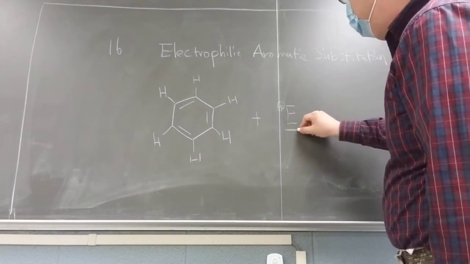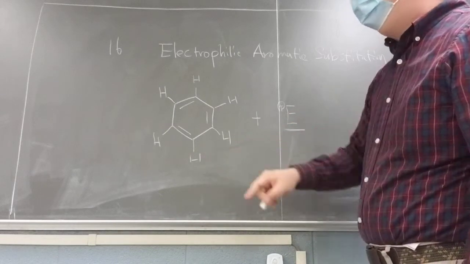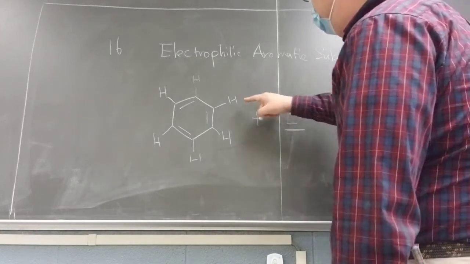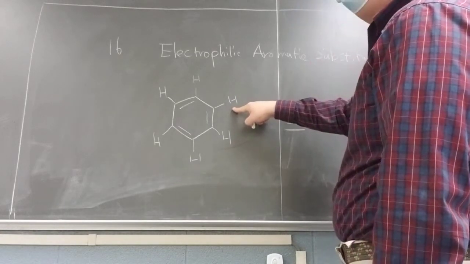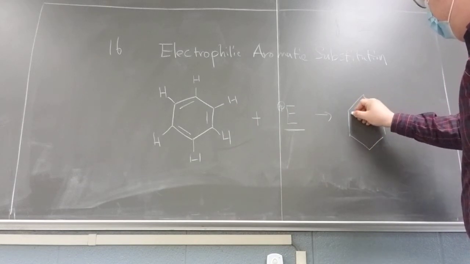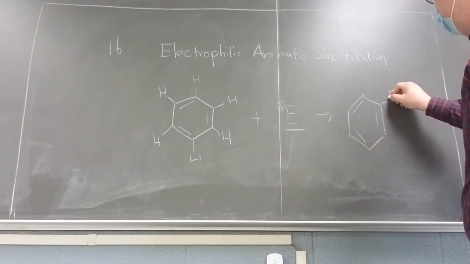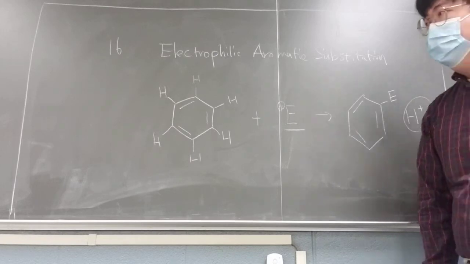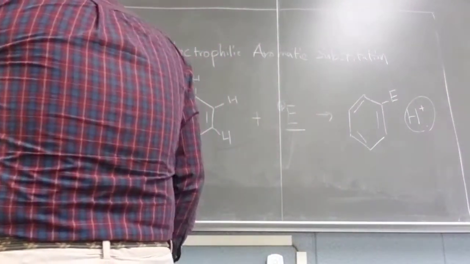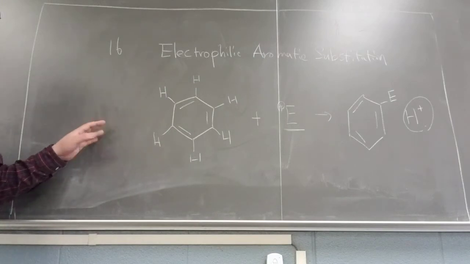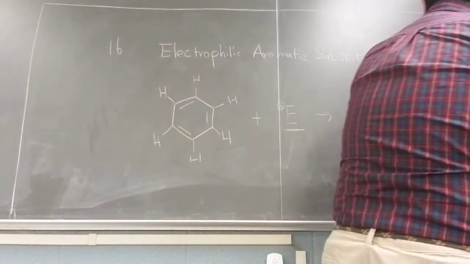So if you have some electrophile with the aromatic ring, they might do the substitution reaction, which is you're just gonna replace this hydrogen here. You're gonna have this type of structure over here, replaced by this one. This is something we're gonna discuss in this chapter most of the time.